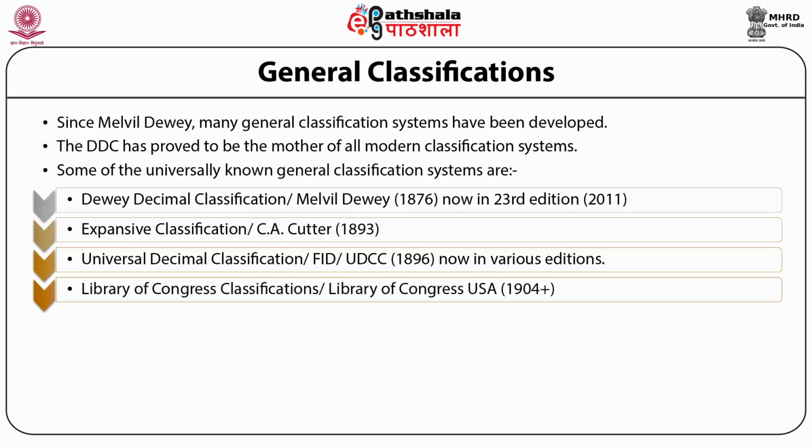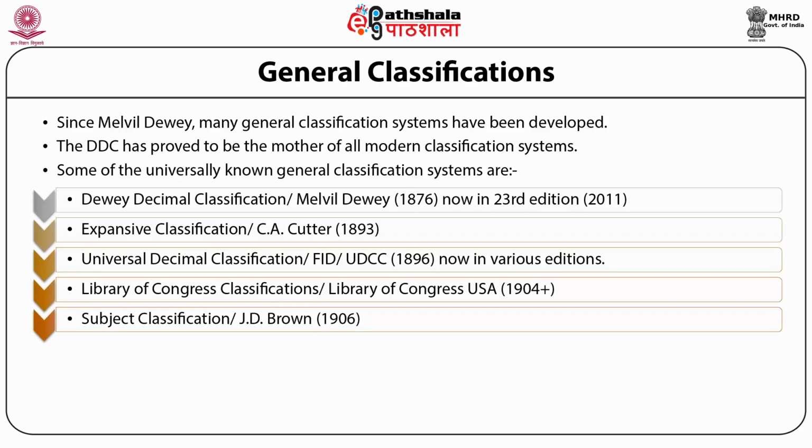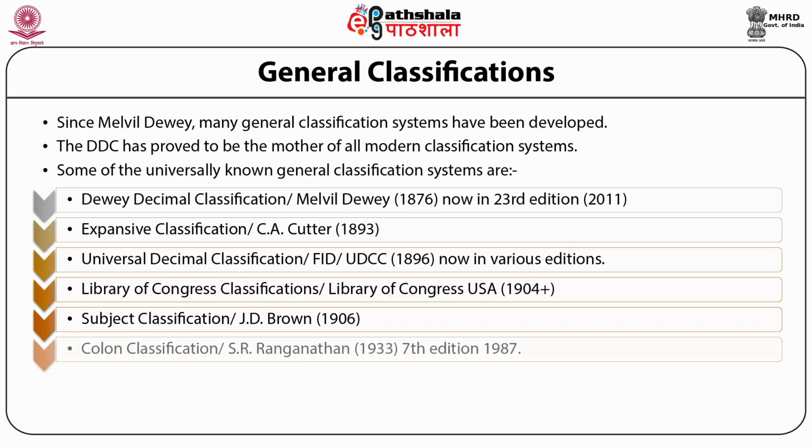Library of Congress Classification System, developed in the beginning of the 20th century by the Library of Congress itself. Then there is another subject classification authored by J.D. Brown, and it was the first classification published in the UK. Colon Classification, S.R. Ranganathan's classification, published in 1933, is now in its 7th edition, which was published in 1987, but it has not been revised since then.